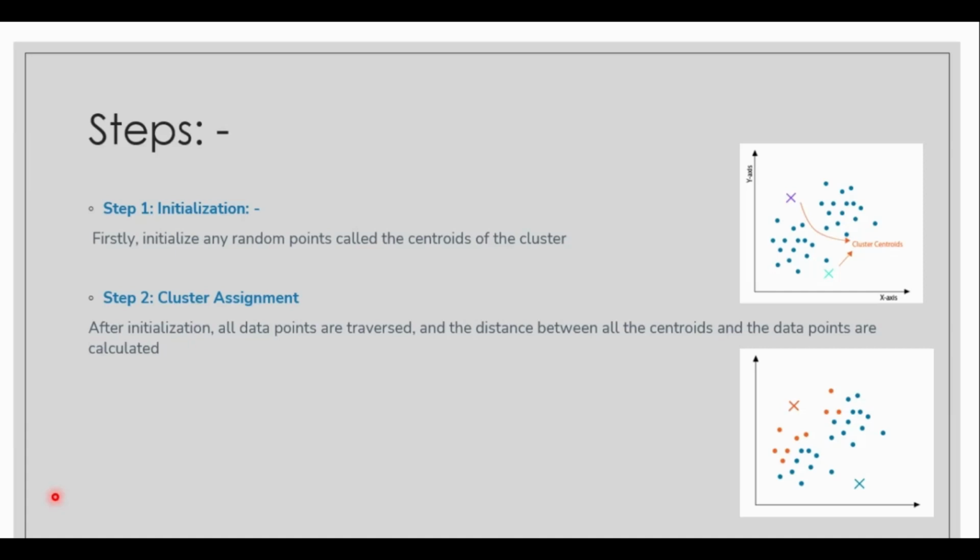Step 2. Cluster assignment. After initialization, all the data points are taken and the distance between all the centroids and the data points is calculated. Now the clusters are formed depending upon the minimum distance from the centroid. In the example, the data is divided into two clusters.